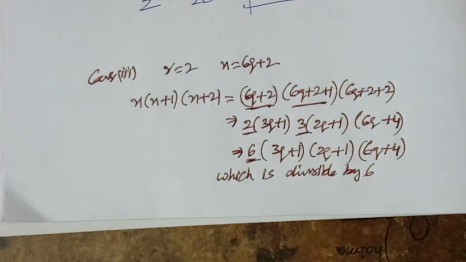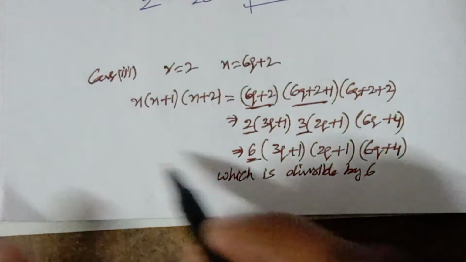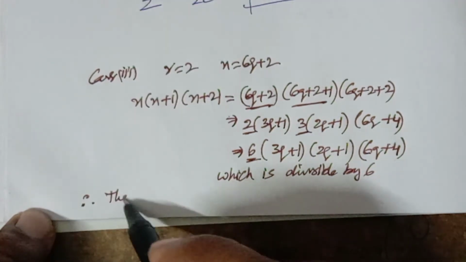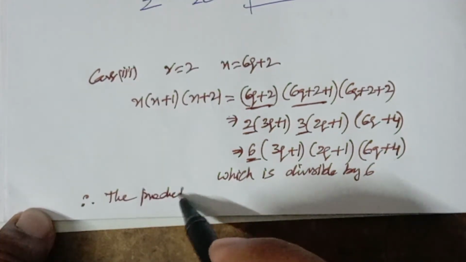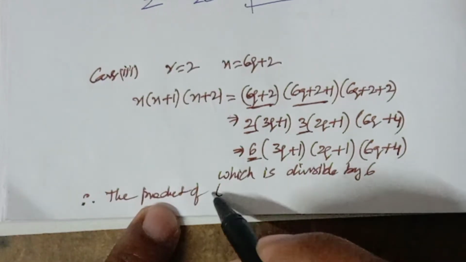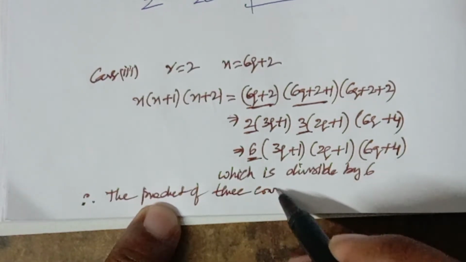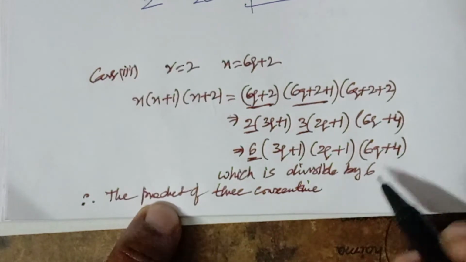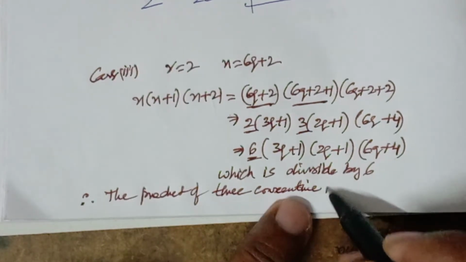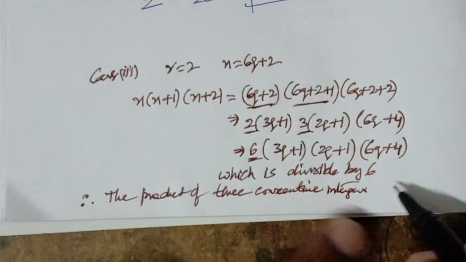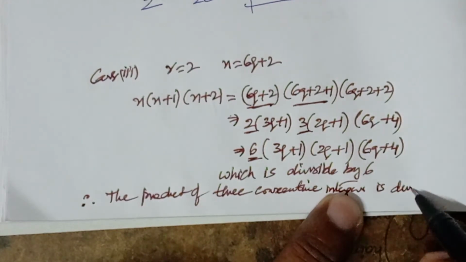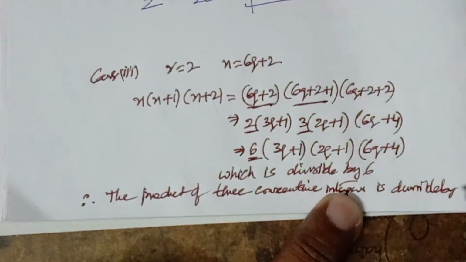Okay, similarly you can show all the remaining 3. So therefore the product of 3 consecutive integers is divisible by 6. Now we'll go to the next problem. Problem number 3.